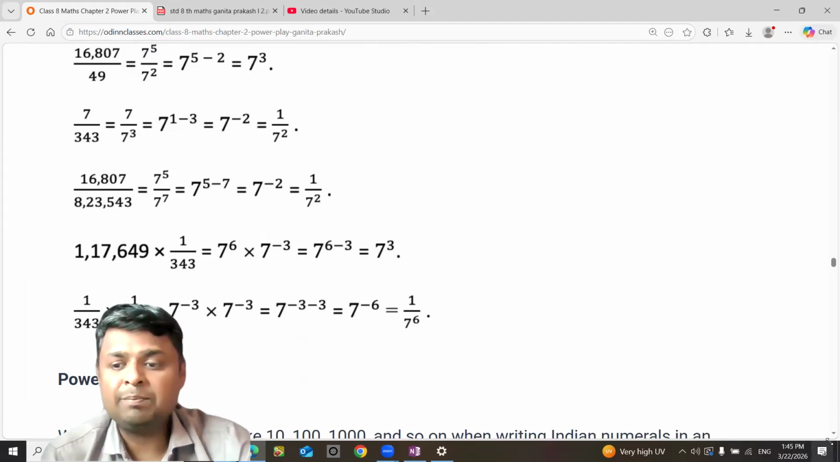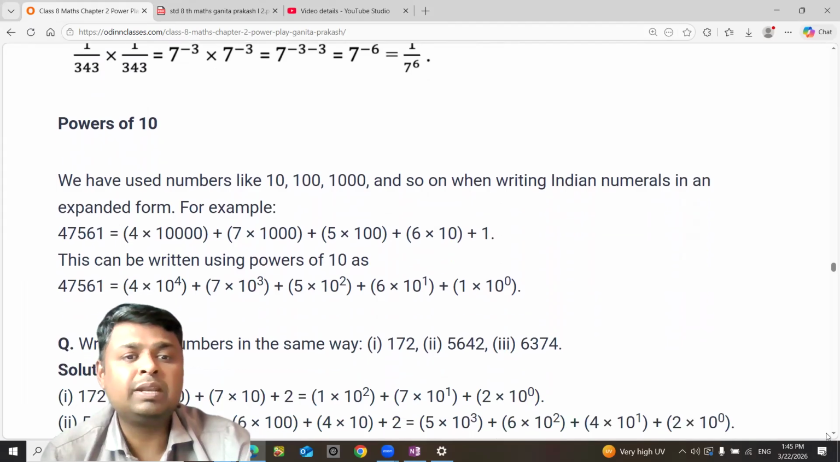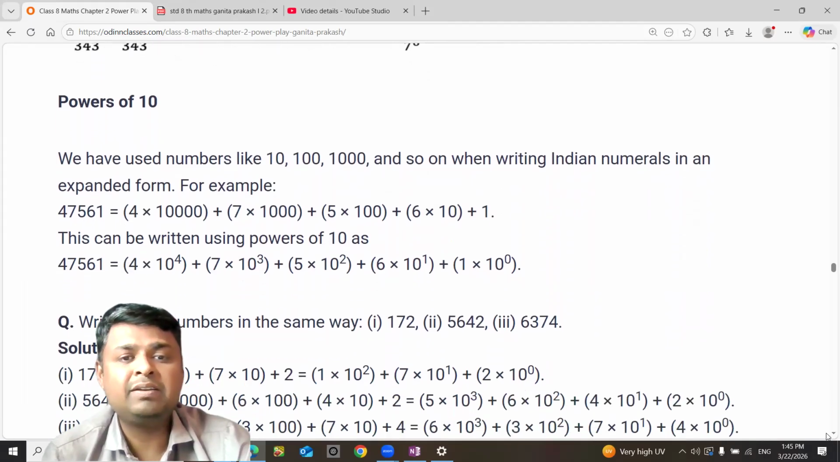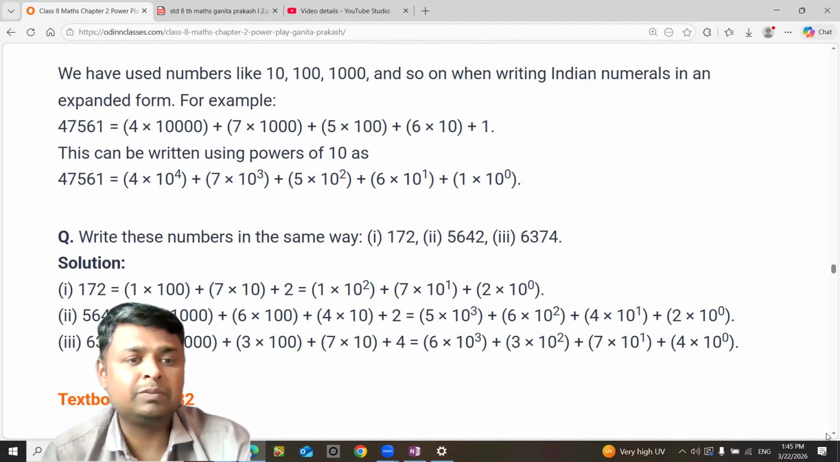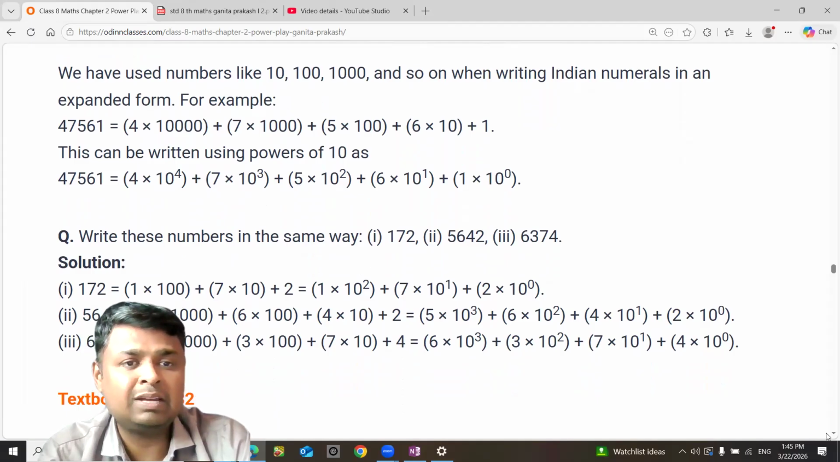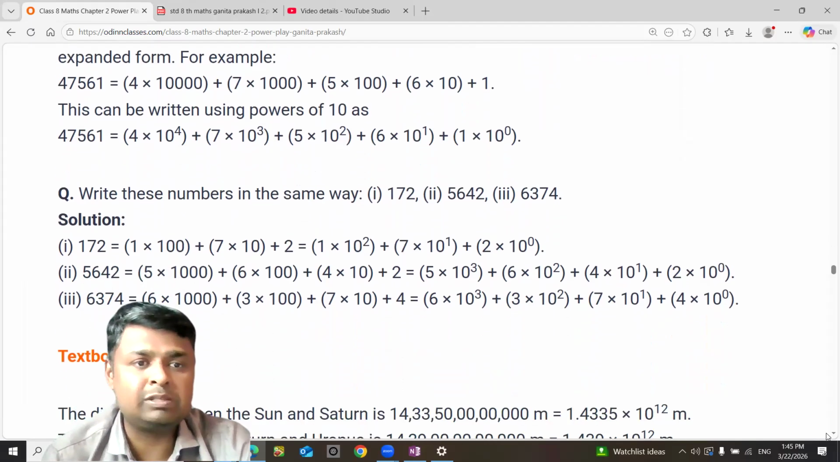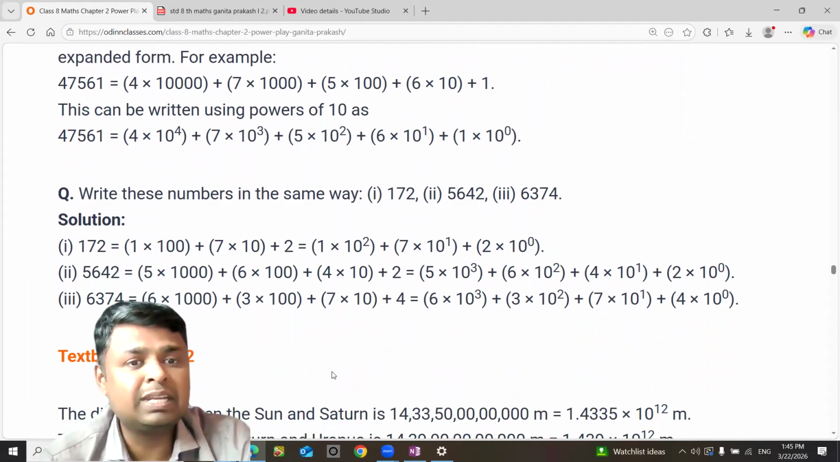Further examples are there, you can observe. Then we have used numbers like 10, 100, 1000 and so on. So write the numerals in expanded form. You know how to write the expanded form. 47561: you can write the place values. 4 into 10,000, 7 into 1000, 5 into 100, and 6 into 10 plus 1. That can be written in the power of 10 also. 10,000 can be written as 10 raised to 4, 1000 can be written as 10 raised to 3, and so on.